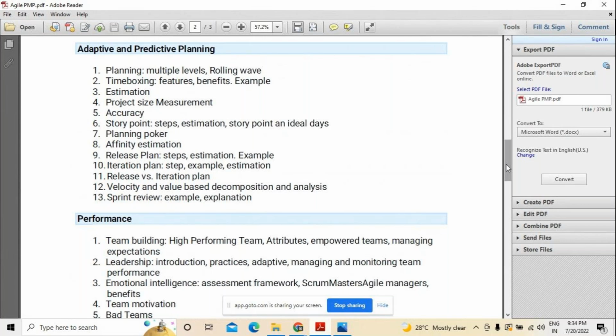Next, story points. You know how story points are to be given, because two different techniques we follow in story points majorly. One is story points using poker gaming, and second is t-shirt sizing. These are the two different things we use. Next is planning poker. That is also one more technique we follow. Planning poker. Next, affinity estimation.